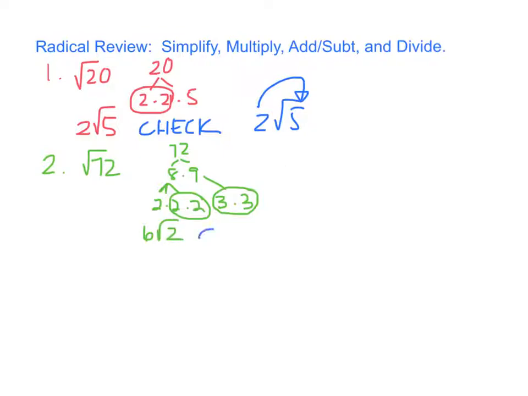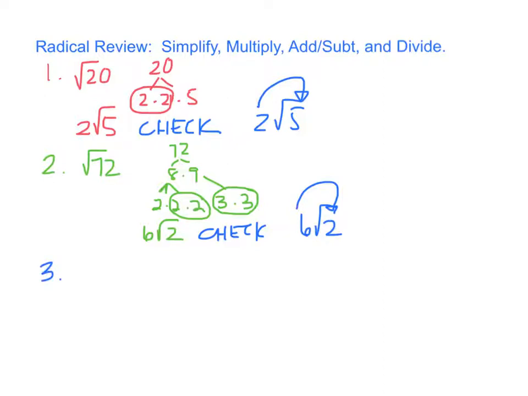And again, to check it, if I need to put it back under the radical, I'm going to square it. So 6 squared is 36 times 2 gives me 72, and that's what I started off with, square root of 72.